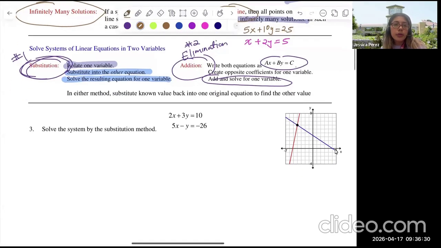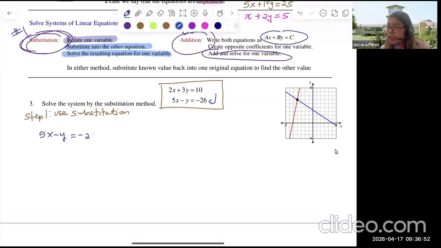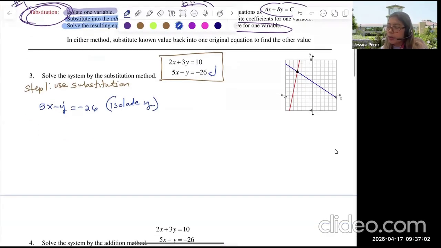So let's begin with question 3, solve the system by the substitution method. Step 1, they're already telling us they want us to use substitution. That means we want to isolate one variable, so choose which one you want to isolate. I'm going to choose the second equation, 5x minus y equals negative 26, and I want to isolate y. It looks simpler to isolate y because all you have to do is bring the y to this side and the 26 to this side.